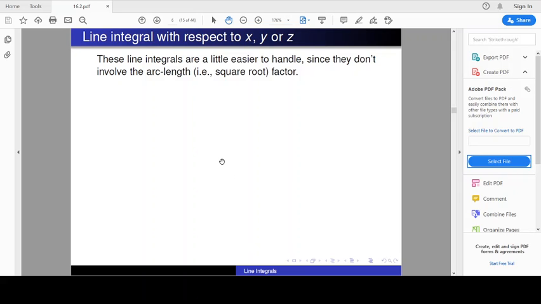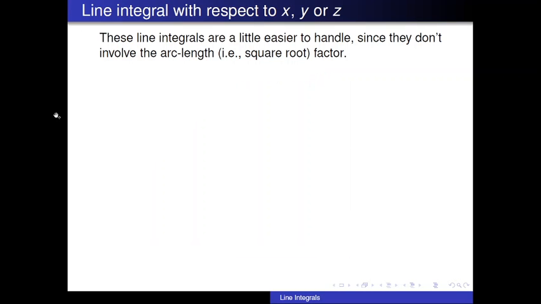All right, everybody, welcome back. So we met line integrals with respect to arc length. And so now we're going to meet three other kinds of line integrals. These are not with respect to arc length, but with respect to our three favorite variables, x, y, and z.